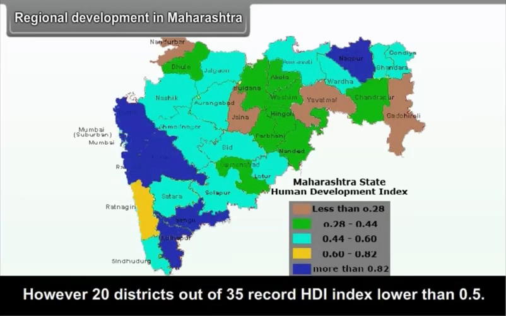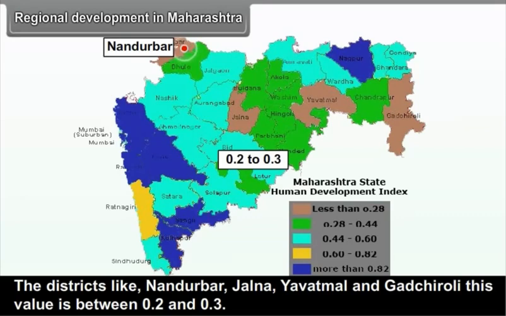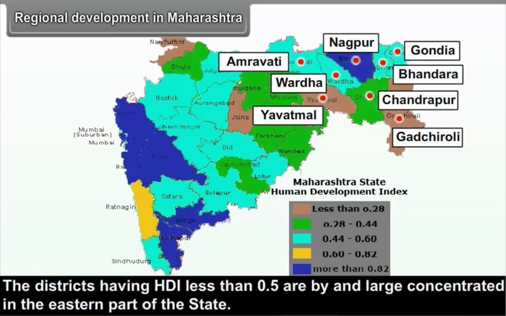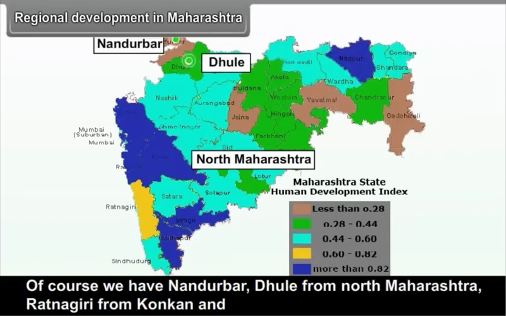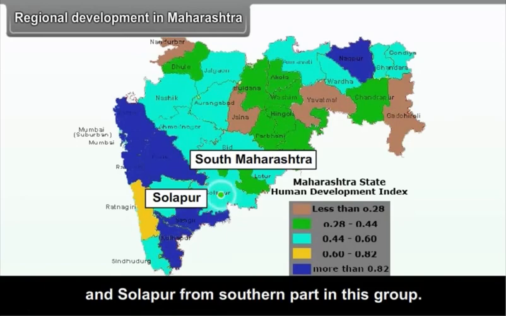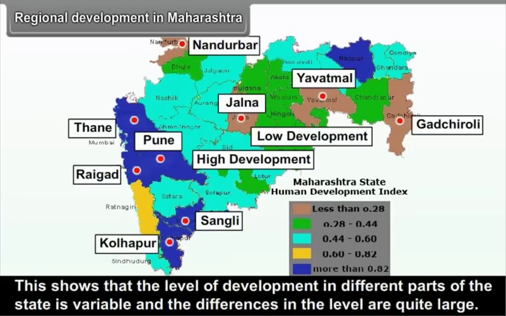However, 20 districts out of 35 record HDI lower than 0.5. In districts like Nandurbar, Jalna, Yavatmal and Gadchiroli, this value is between 0.2 and 0.3. The districts having HDI less than 0.5 are by and large concentrated in the eastern part of the state. Of course, we have Nandurbar, Dhule from North Maharashtra, Ratnagiri from Konkan and Solapur from southern part in this group.